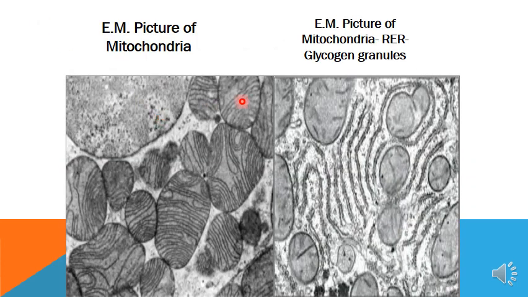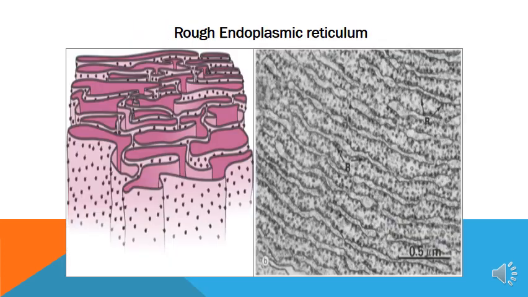This picture shows multiple mitochondria with multiple cristae, meaning that this cell is a highly active cell. This picture shows mitochondria with a small number of cristae, meaning that this cell is a less active cell. This organelle is called RER, which will be discussed later.